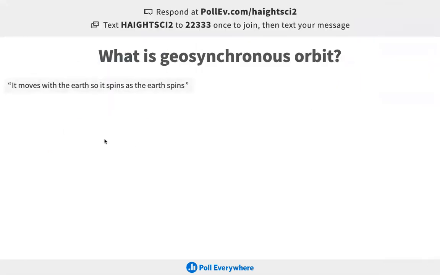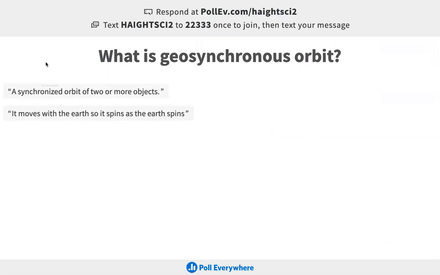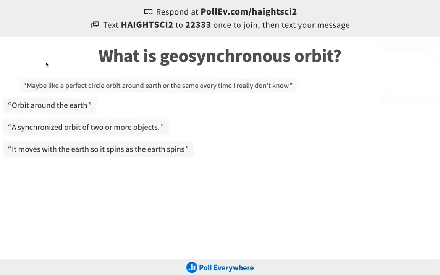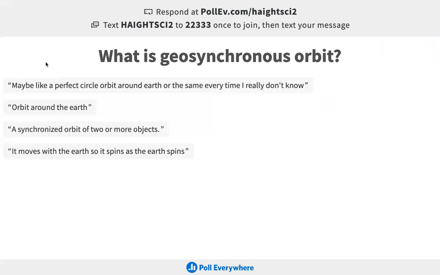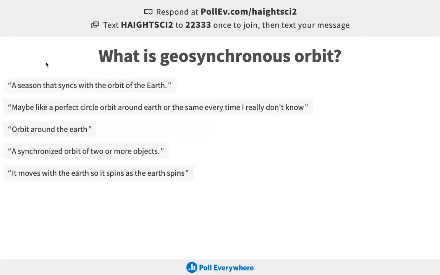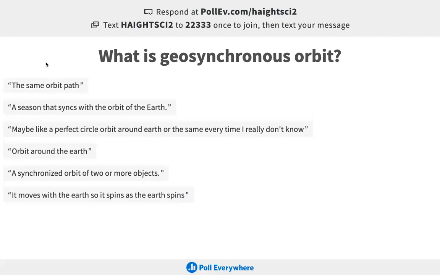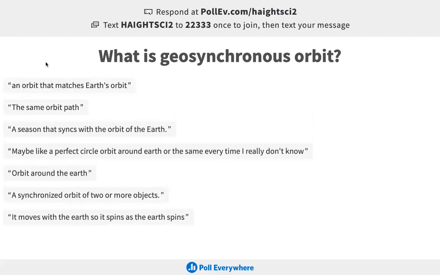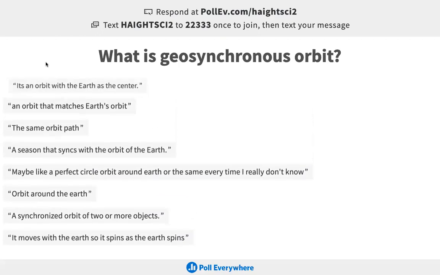All right, let's take a look. It moves with the Earth, so it spins as the Earth spins. A synchronized orbit of two or more objects. It's a good idea. Orbit around the Earth. It definitely does relate to that. Maybe like a perfect circle orbit around Earth and the same every time. A season that syncs with the orbit of the Earth. I like the idea of a season. Same orbit path, an orbit that matches Earth's orbit. There you go. That's getting pretty close to it.